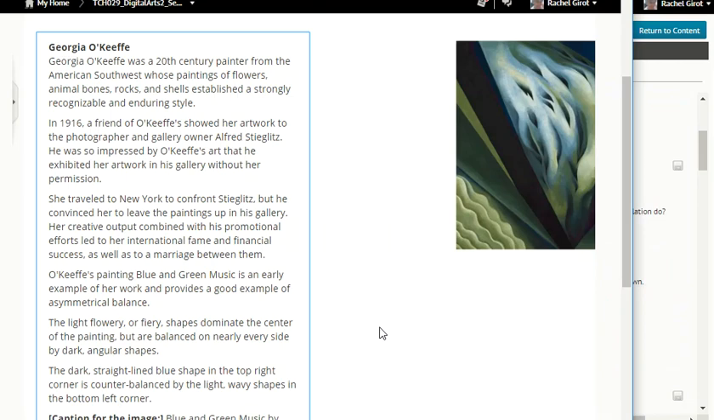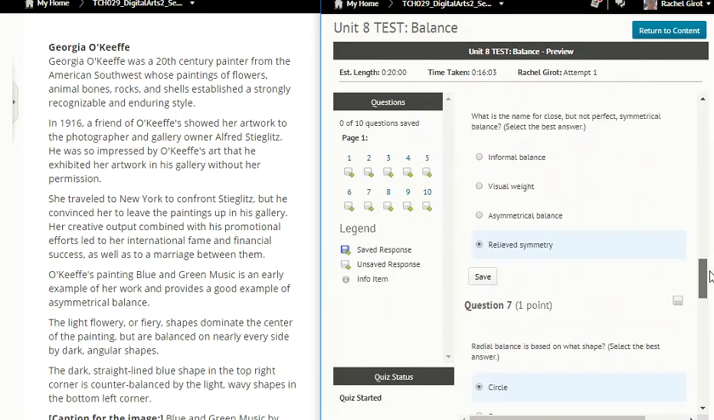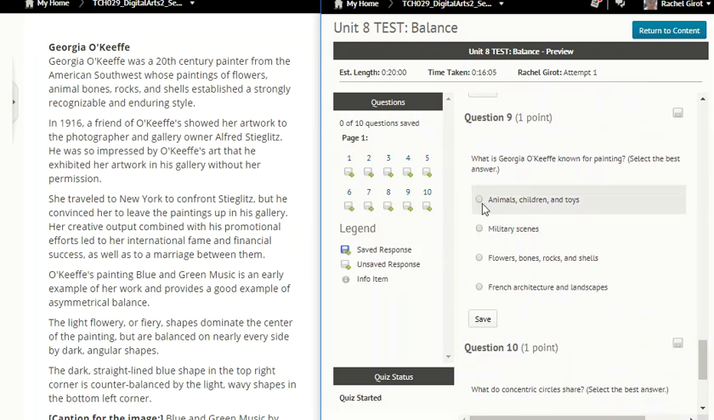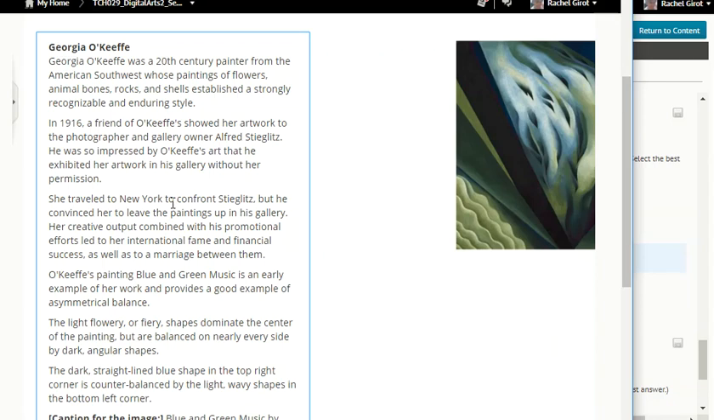Georgia O'Keeffe was a 20th century painter from the American Southwest whose paintings of flowers, animal bones, rocks, and shells established a strongly recognizable and enduring style.